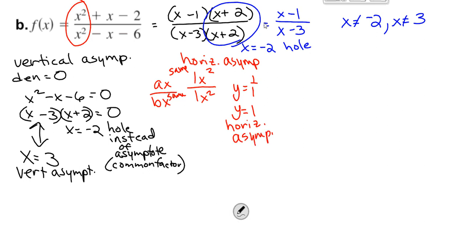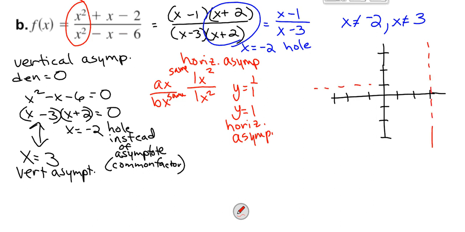So again, we're not going to graph this, but we're going to give ourselves a little sense of what this looks like. And so here's what's happening for this problem. At x equals 3, there's a vertical asymptote. At y equals 1, there's a horizontal asymptote. And then somewhere along here, when x equals -2, there's going to be a hole.